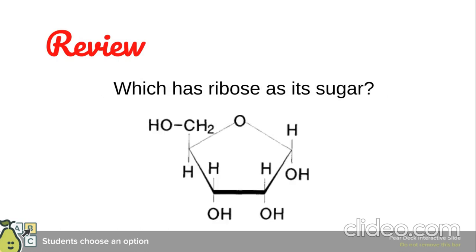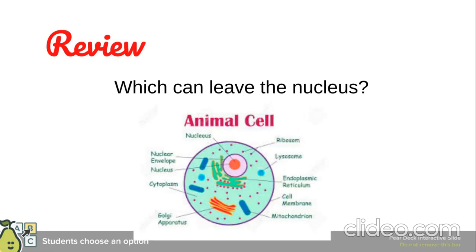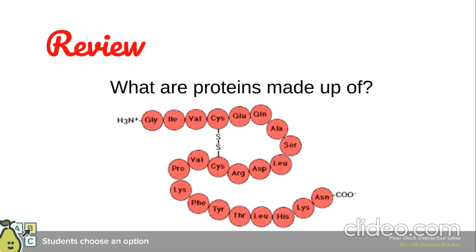Beautiful. Which has ribose as its sugar? Is that RNA, DNA, or both? This would be RNA. And then which can leave the nucleus? RNA, DNA, or both? This would be RNA. What are proteins made up of?